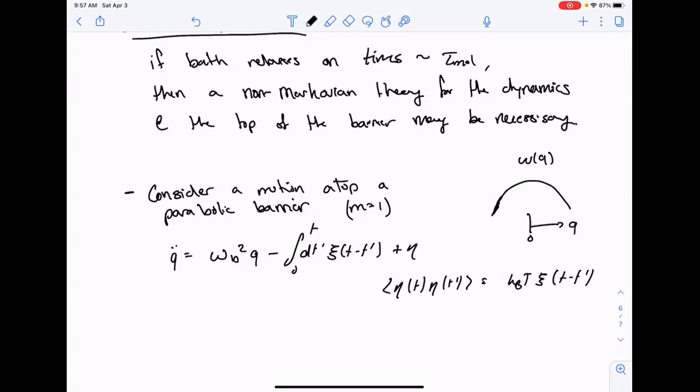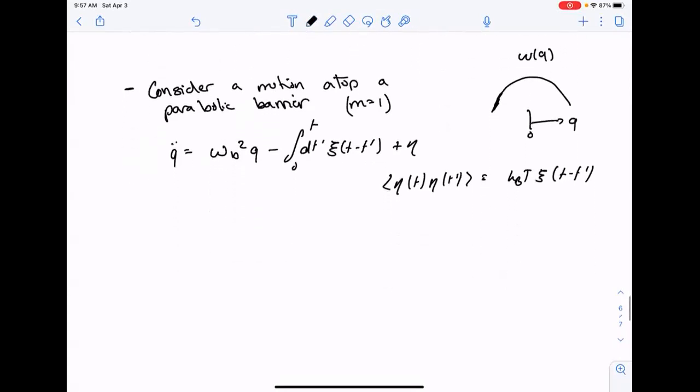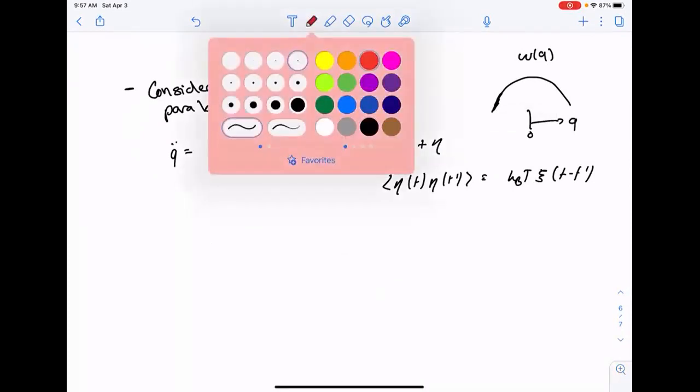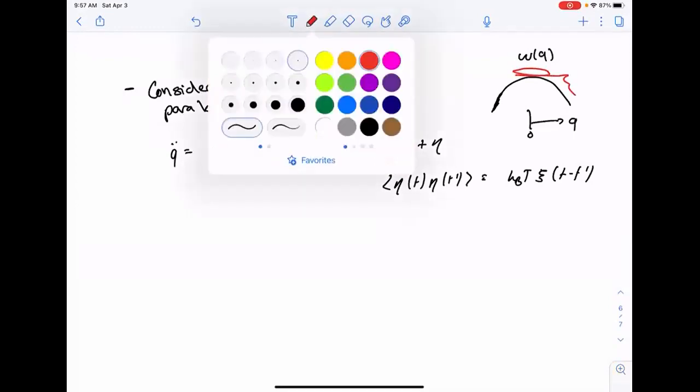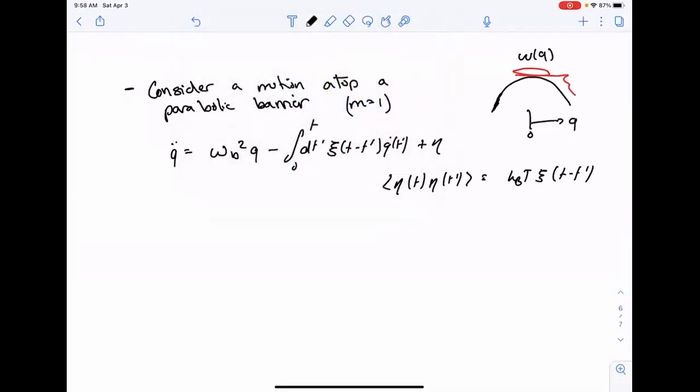Okay, so this is an integro-differential equation. Looks kind of scary to solve, but we know how to do it. Oh, I missed the Q dot. It is a friction after all. We know how to solve this kind of an equation. So if we're looking at motion at the top of this barrier, it's an integro-differential equation, but the way we solve those, given it is linear in Q, is just with Laplace transforms. So we can Laplace transform both sides.